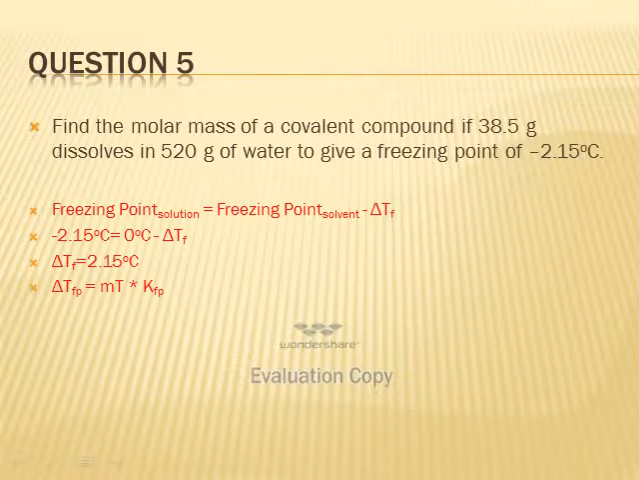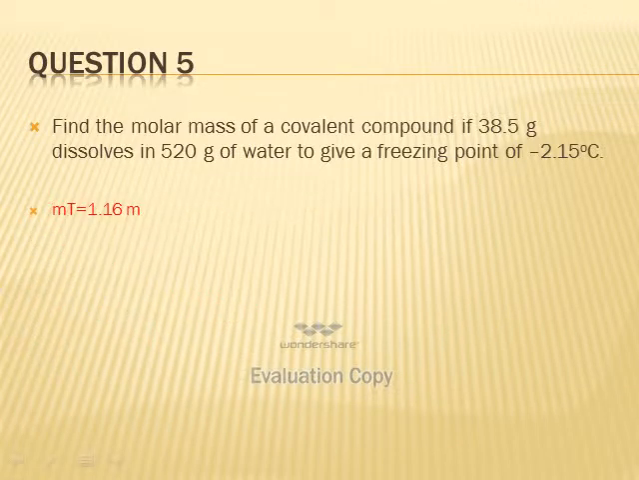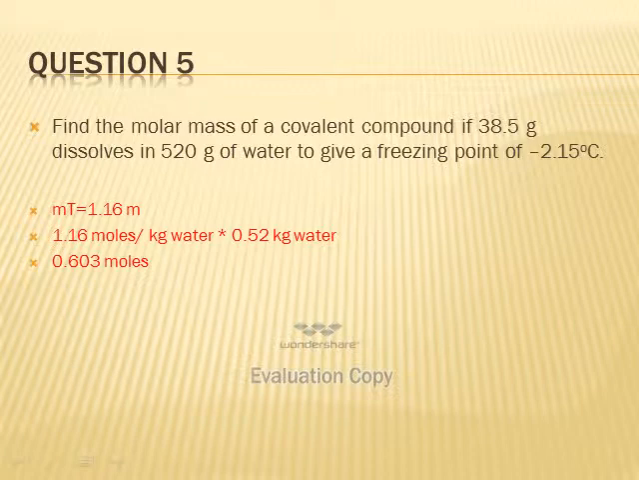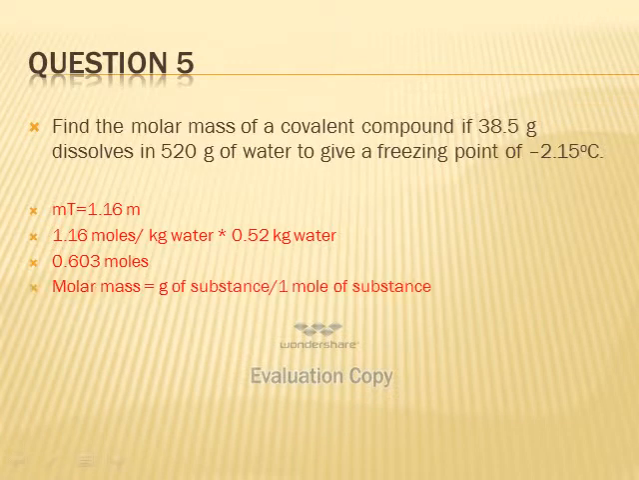Now using the formula delta T_fp equals m times K_fp, we are able to solve for m, which in this case will equal 1.16 molality. So if 1.16 moles of a compound dissolves in 1 kilogram of water, then how many moles of compound will dissolve in 0.52 kilogram of water? It's a simple ratio problem. We multiply 1.16 molal by 0.52 kilograms and we will get an answer of 0.603 moles.